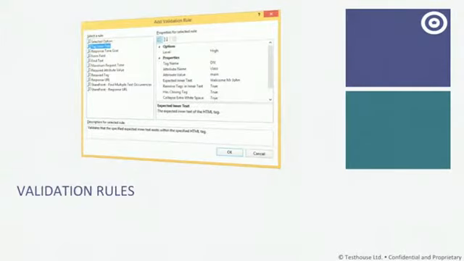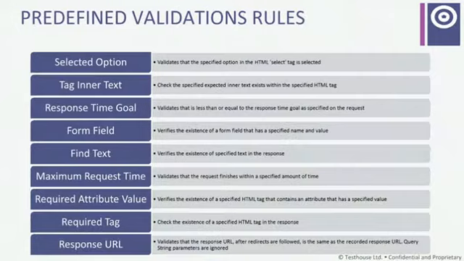Validation rules are a similar idea to extraction rules, but this time you're checking that there's something in the HTML which you're expecting to get back from the server, and you can check whether it's there or not. There are similar options out of the box, different kinds of validation rules, again to do with HTML, like the inner tag and a form field. You can also do a find text.